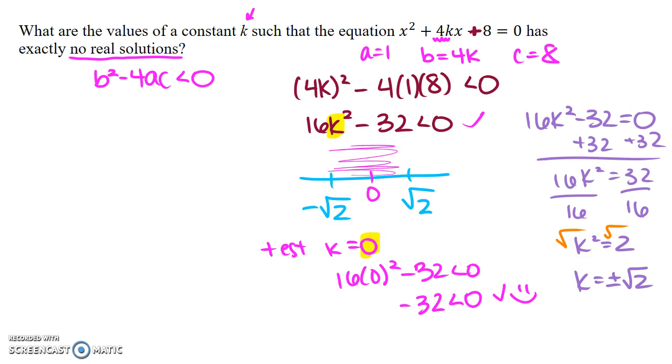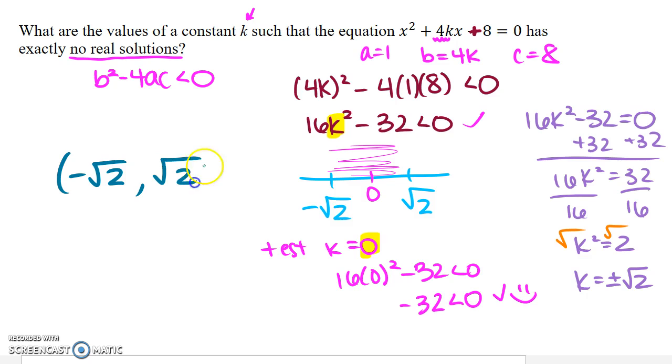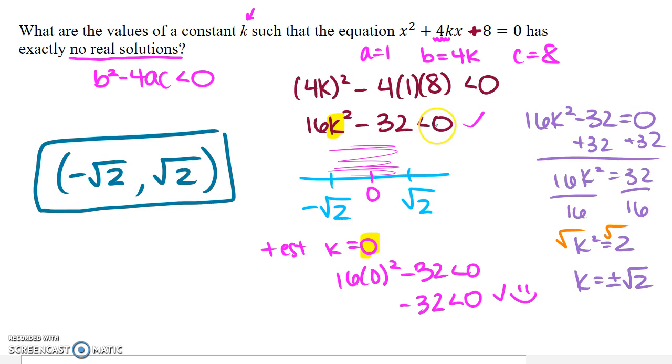So we have to write this in interval notation to show like 0.5 or negative 0.2. All of those would work, any of those values. So how we write it is from negative square root of 2, comma, square root of 2. And we use parentheses because it's not less than or equal to or greater than or equal to. So any number in between those two values would make this statement true, which would give it no real solutions.